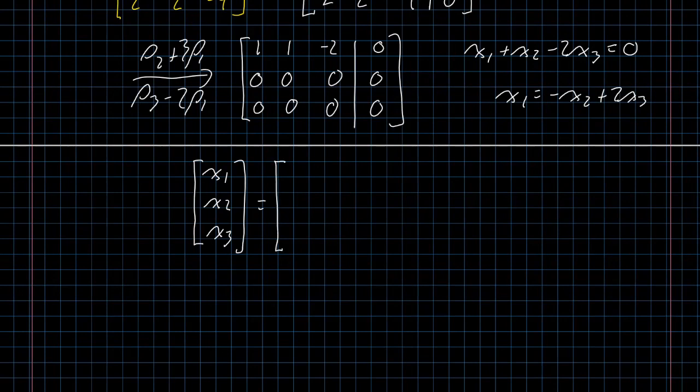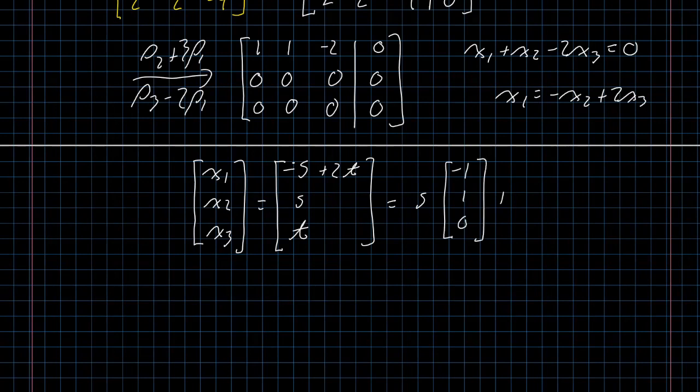All right, so x2 and x3 are not leading variables. They don't correspond to a leading entry in a row. So I'm going to need some parameters. I'm going to choose S for x2 and T for x3. And then x1 is minus x2, which is S. So minus S plus 2 times x3, which is now T. And just regrouping this, I have S times negative 1, 1, 0 plus T times 2, 0, 1. Right, we get the span of these two vectors.